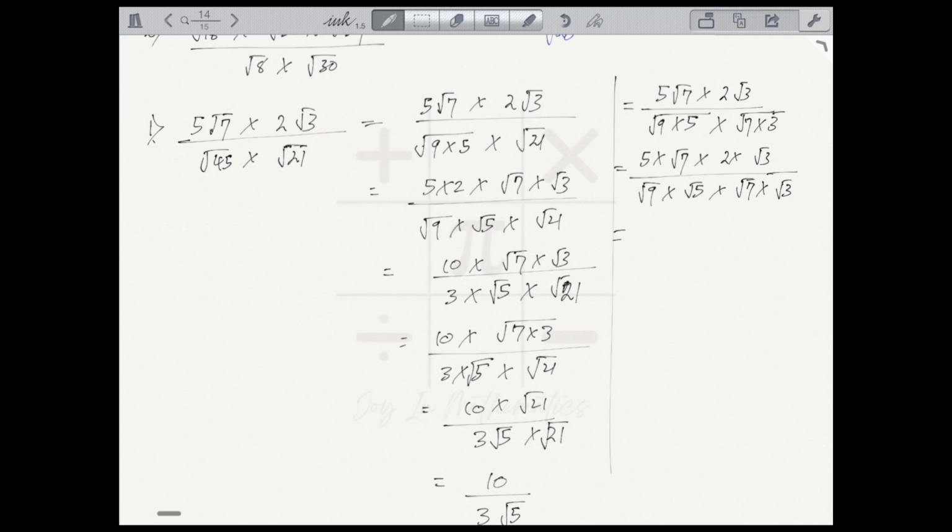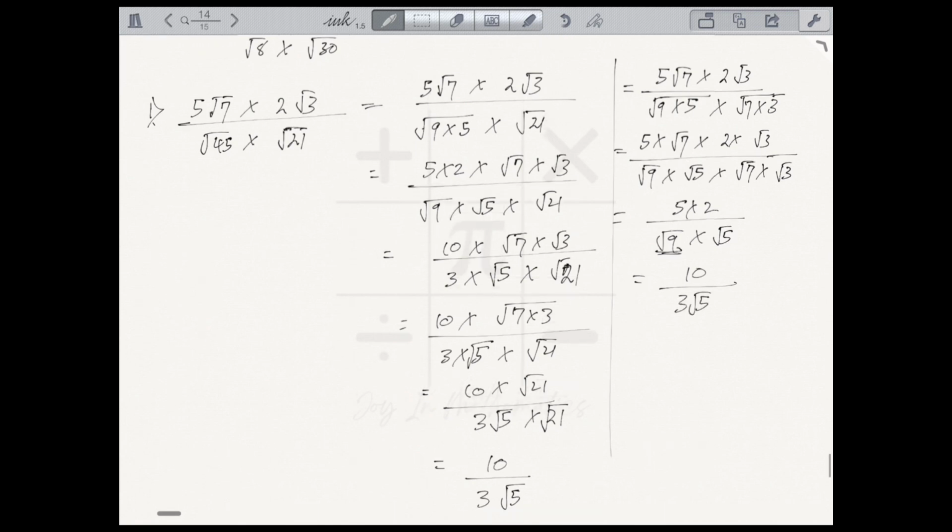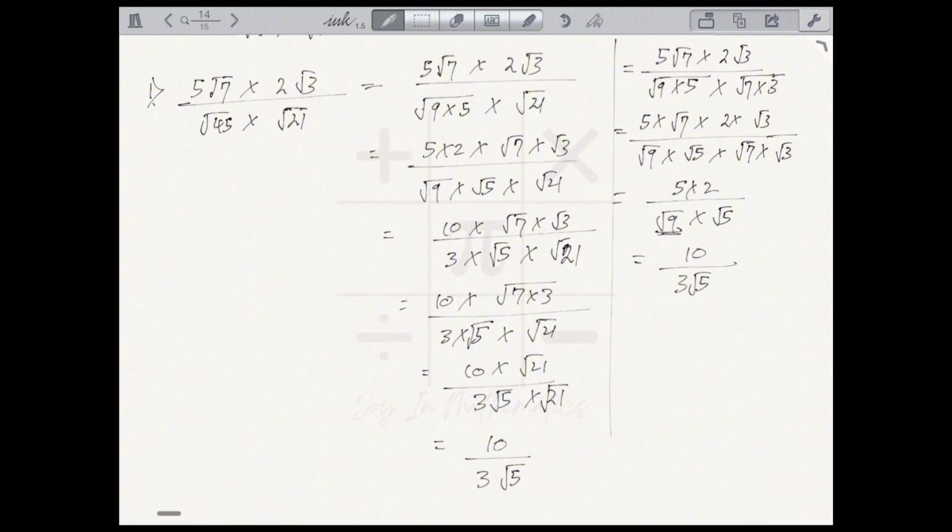So root 7 here, we will nullify root 7 here. Root 3 here will also nullify root 3 here. So we'll be left with 5 multiplied by 2 divided by root 9 multiplied by root 5. So this will be 10 divided by, root 9 is 3, root 5. So whichever way you choose, you will still arrive at the same answer.